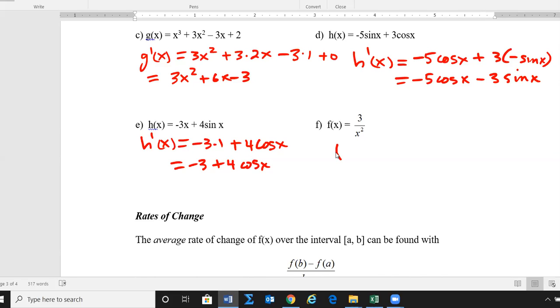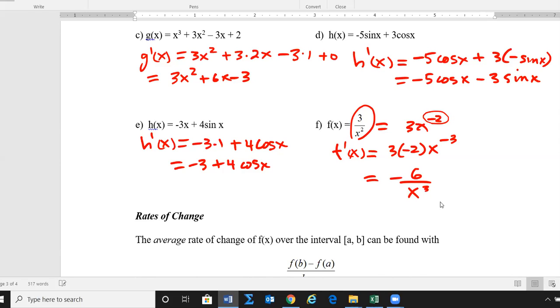And this one, I'd write it this way first, because we haven't seen any forms like this for differentiation. But when we put it in this form, as long as this is an integer, we can use our power rule. So I wrote it this way, and now I have this as 3 times negative 2x to the negative 3. So that's a negative 6, and you'll write it over x to the third, like that. So just put it back into that form.